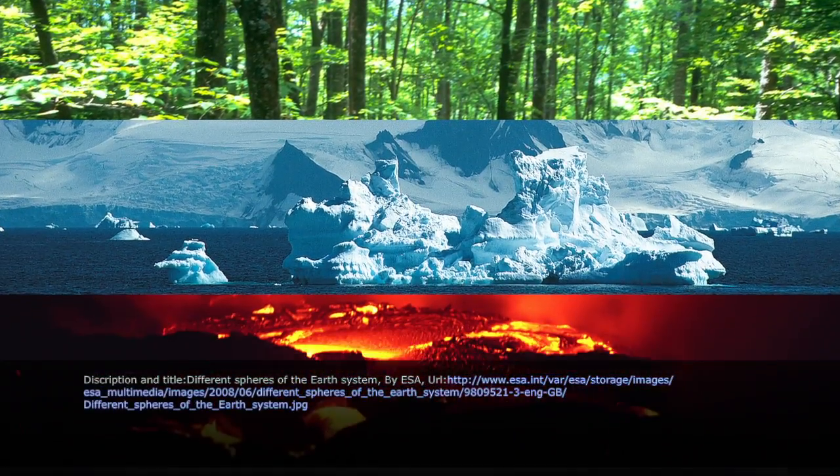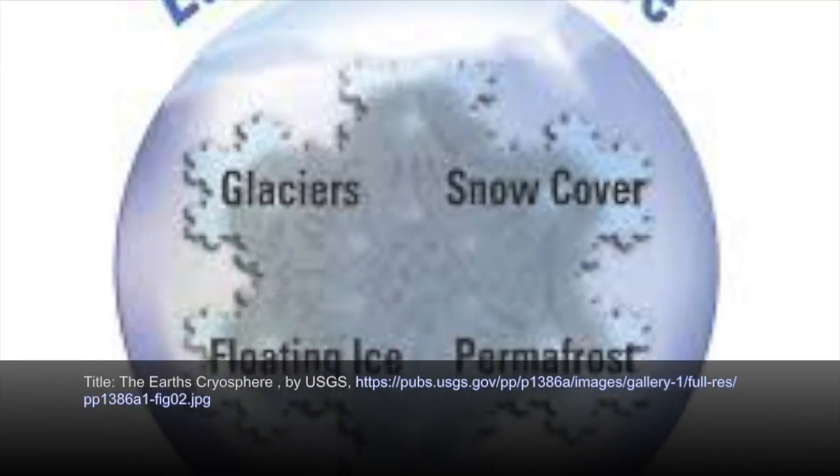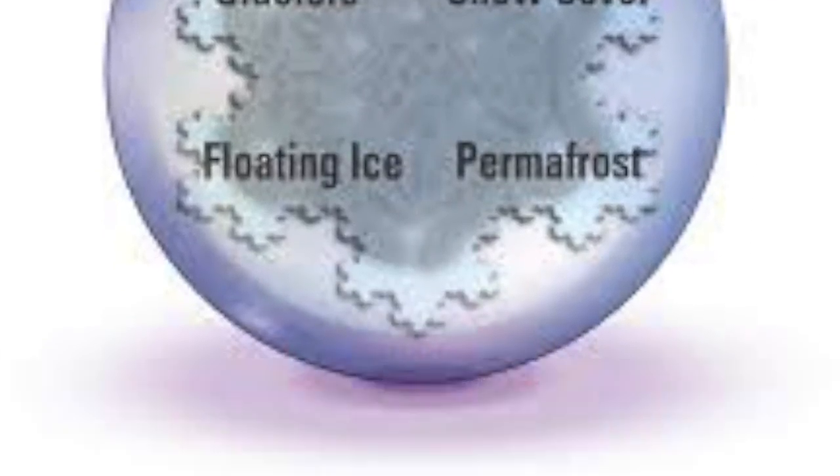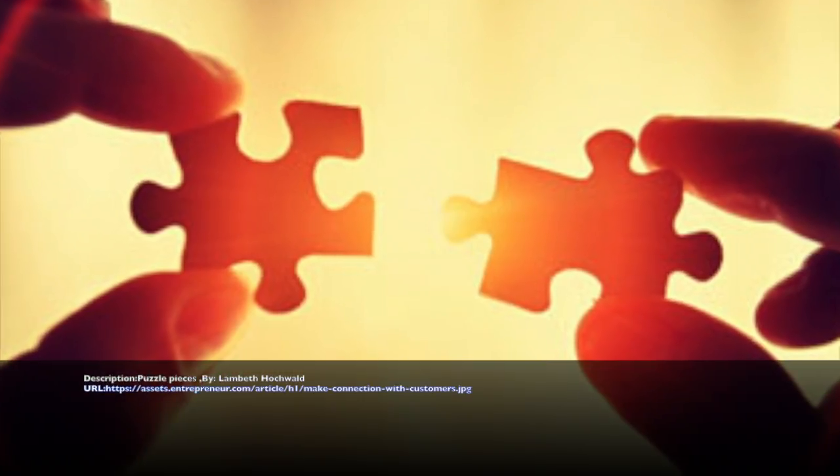The Earth is divided into five main spheres, which are geosphere, hydrosphere, atmosphere, cryosphere, and biosphere. This project will be focused on cryosphere and biosphere. We will be clarifying what these spheres are and the interactions with the water and carbon cycles.